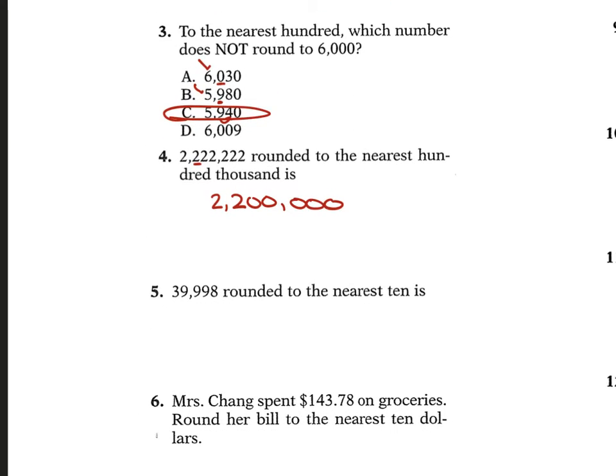For 5, it says 39,998 rounded to the nearest 10 is, the 8 is the ones, the 10 is the 9. The 8's greater than 5, so that 9 becomes a 10. So this number here becomes a 10, making everything 40,000.